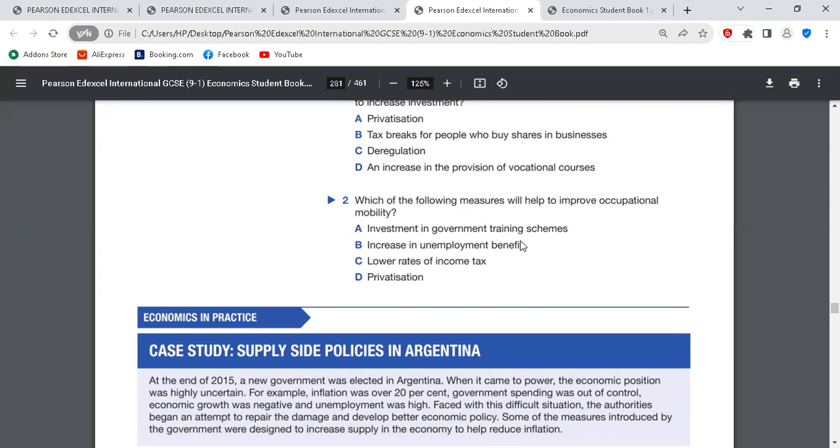Is it investments in government training schemes? Yes, because it makes it easier for them to go from one job to another. Why? Because they have more skills, more knowledge. So they can switch. They become flexible to switch from one job to another. Is it clear? So question 1 is B. Question 2 is A. And that ends today's lesson: supply side policies and government controls.